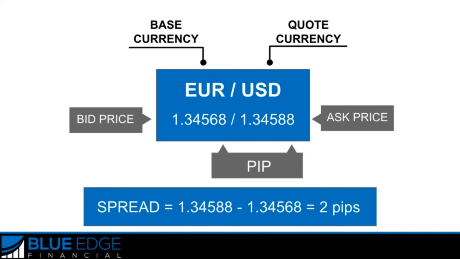On the Euro USD quote above, the bid price is 1.34568 and the ask price is 1.34588. If you want to sell the euro, you would click sell and you will sell euros at 1.34568. If you want to buy euros, you would click buy and you will buy the euros at 1.34588.